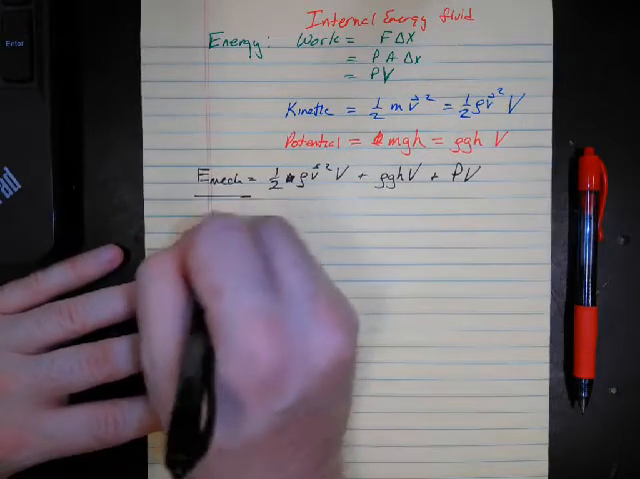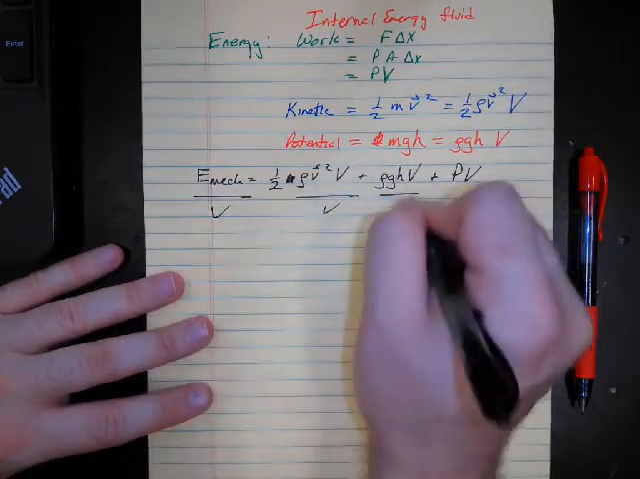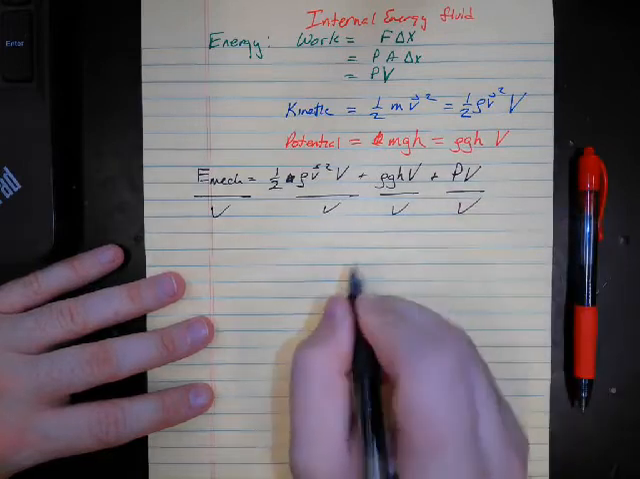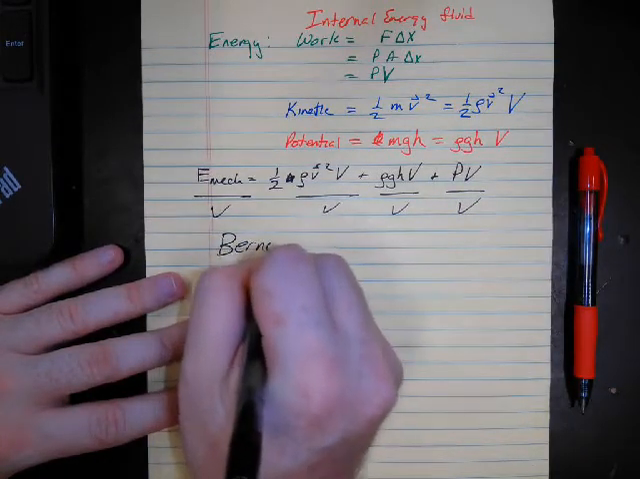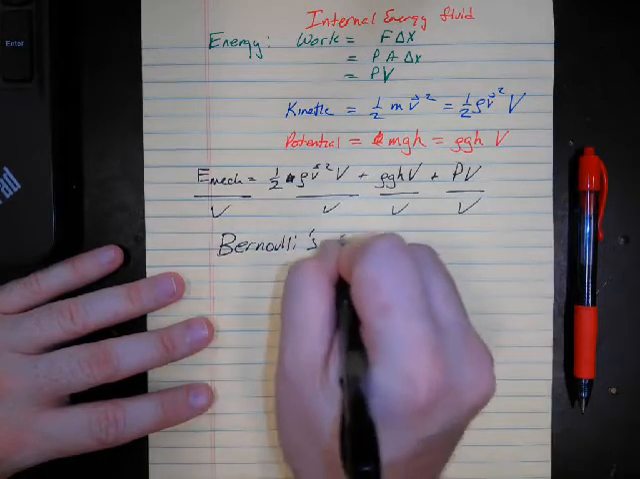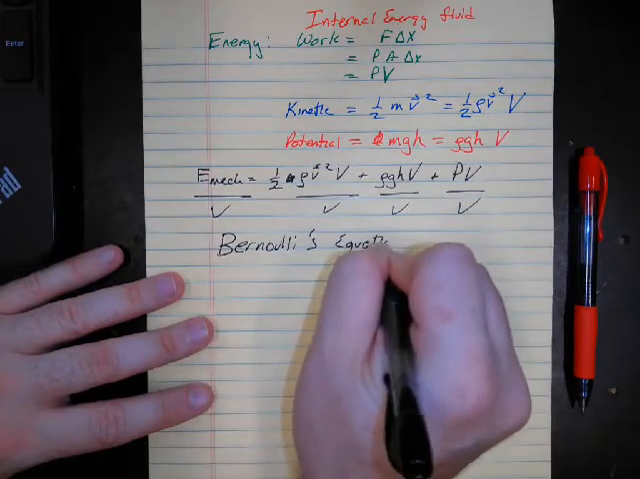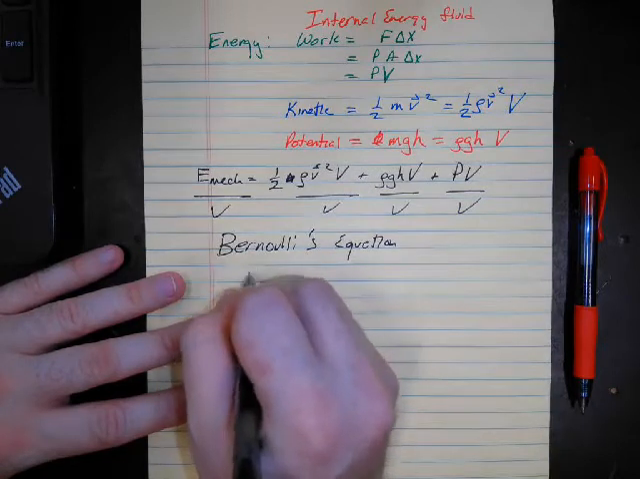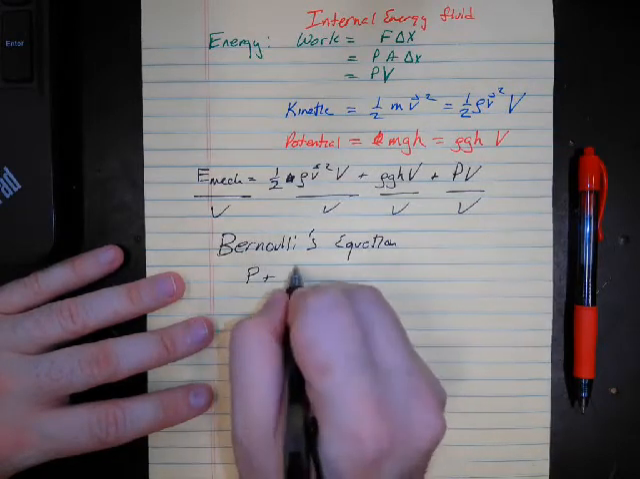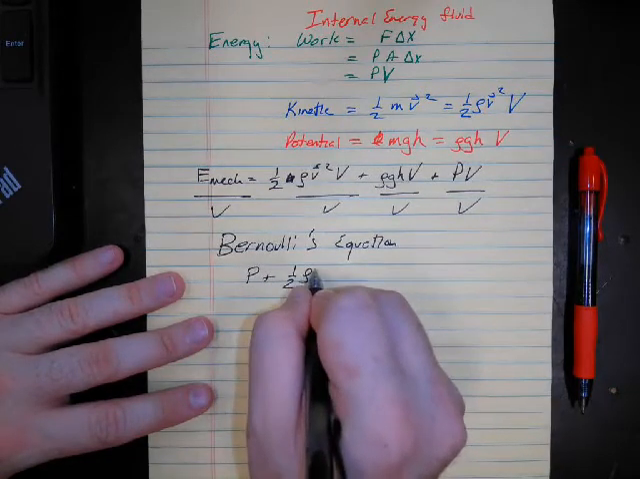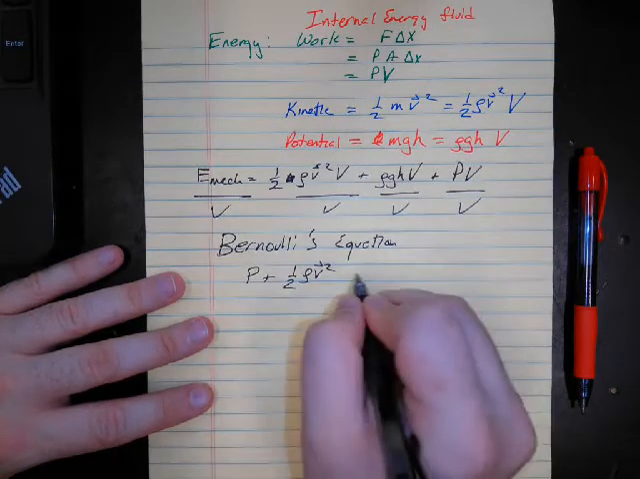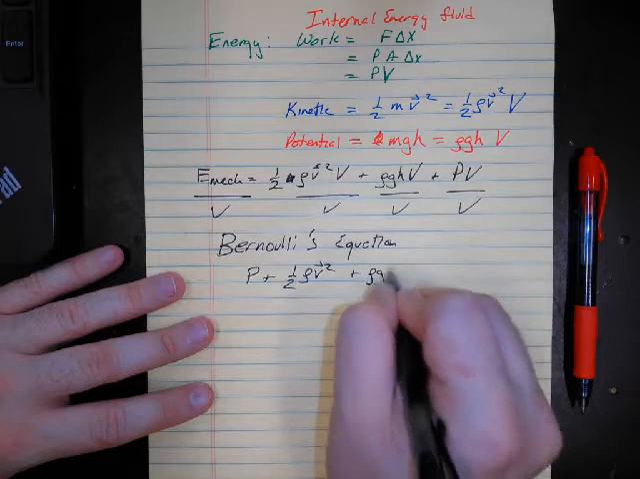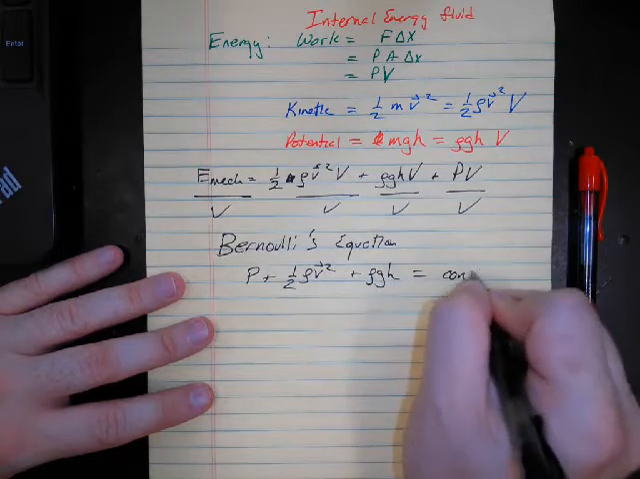But let's just divide everything by volume. And this leads us to what's called Bernoulli's equation, which is that the pressure plus 1/2 rho v squared, where this is velocity, plus rho g h is a constant.